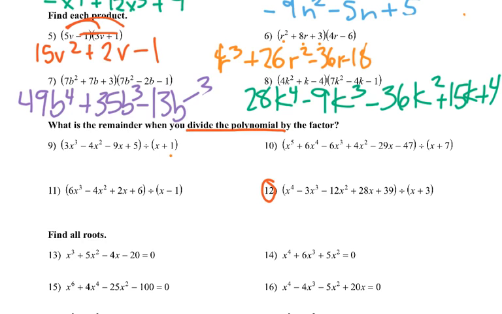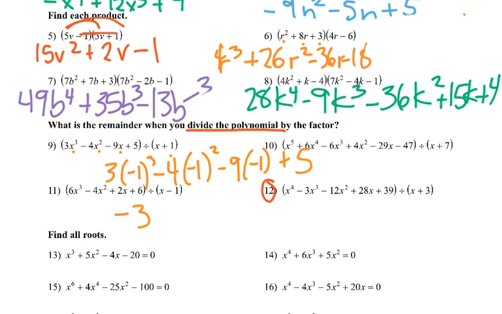Desmos. So I just plug in my x value for x, so I get 3 times negative 1 cubed minus 4 times negative 1 squared minus 9 times negative 1 plus 5. So negative 1 cubed is negative 1, times 3 is negative 3. Negative 1 squared is positive 1, minus 4. Negative 9 times negative 1, positive 9, plus 5. Negative 3 minus 4, negative 7, plus 9, positive 2, plus 5. We get a remainder of 7.